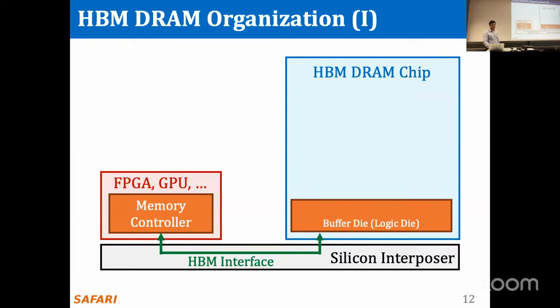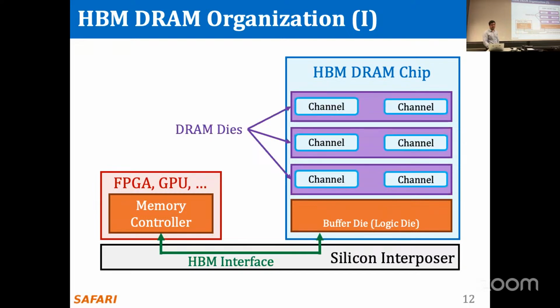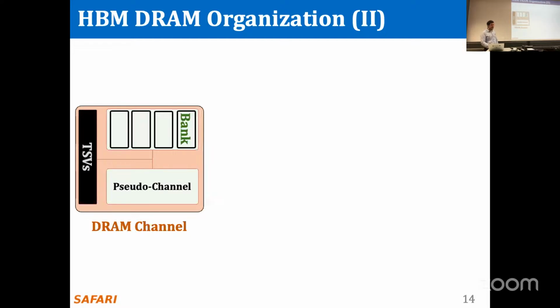And the HBM chip contains multiple 3D stacked DRAM dies, and each die contains one or multiple channels. And there are wires called through-silicon vias, or TSVs, that connect the 3D stacked channels to the buffer die so that you can communicate data from the upper levels to the memory controller. We've already looked at what's inside a channel. This is like the diagram for a single DRAM chip.